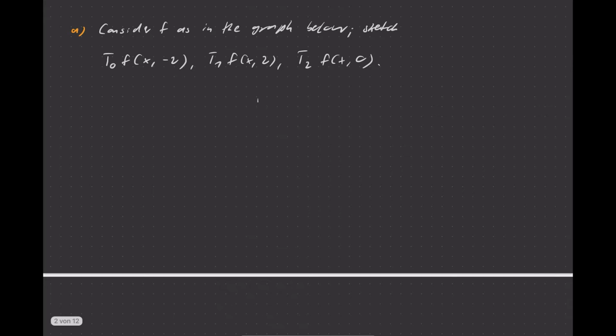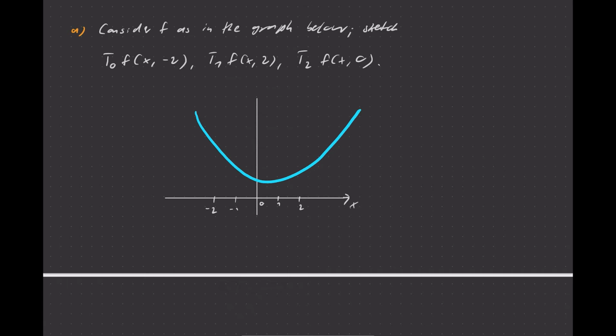So let's have a look at a possible example graph here. Let's say here's 0, here's 1, here's 2, -1, -2. So those are the important x coordinates here. And let's draw an example function. Let's say the function may look something like this. And now we want to draw these Taylor polynomials.